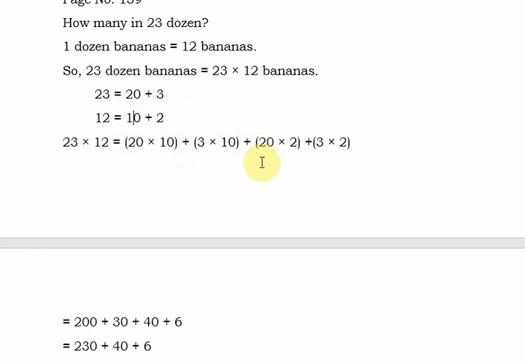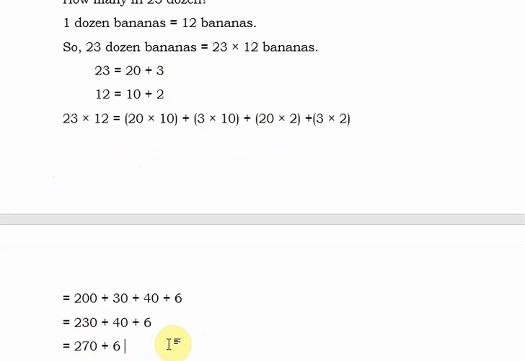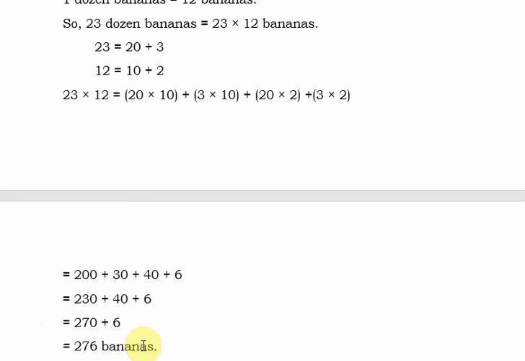The second step is 20 into 2 plus 3 into 2. First step we have to do this much. Second step we have to do this. Okay. So 20 into 10 is 200. 3 into 10 is 30, plus 20 into 2 is 40 and 3 2s are 6. So 200 plus 30 you will get 230, plus 40 plus 6. Now 230 plus 40, how much? 270. 270 plus 6, you will get the answer 276 bananas.